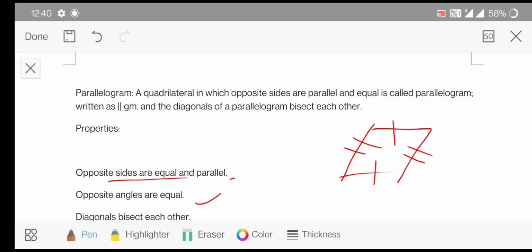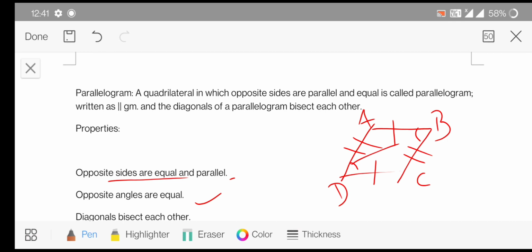The next is opposite angles are equal. Opposite angles means this way. So let's name this A, B, C, D. So angles B and D are equal and angles A and C are equal.